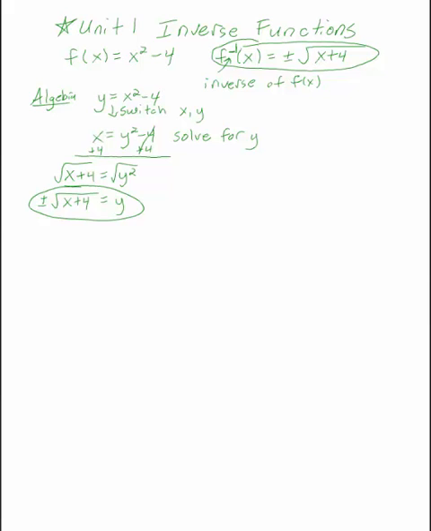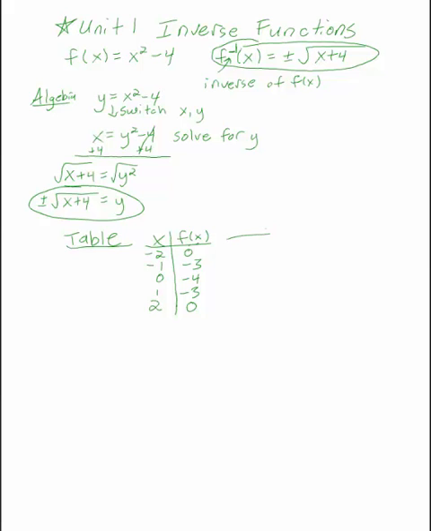Now how could I use a table? Well, let's make a table for f of x here. So here's my table for f of x. I'm going to plug in just some convenient, easy values for x. How about -2, -1, 0, 1, and 2? I plug those in, I get 0, -3, -4, -3, and 0. Okay, so that's a little partial table for f of x.